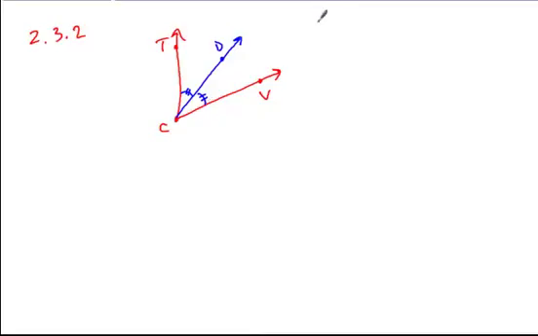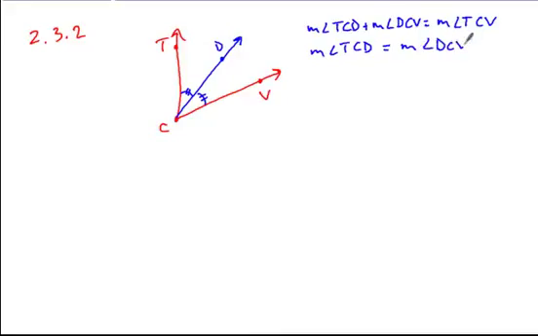And so again, the relationships that we know here would be that the measure of angle TCD plus the measure of angle DCV is equal to the whole angle measure TCV. And then we also know, because the ray CD bisects the angle, TCD is exactly the same as the measure of angle DCV. So those are the measures that we know.